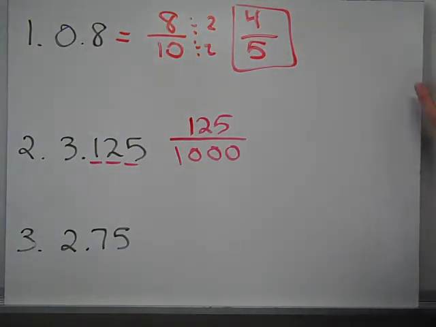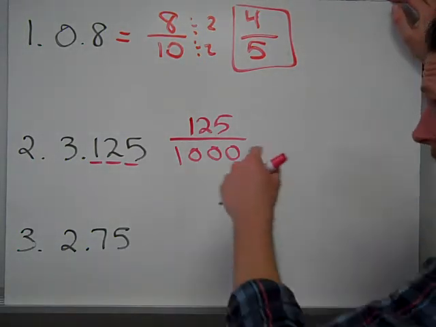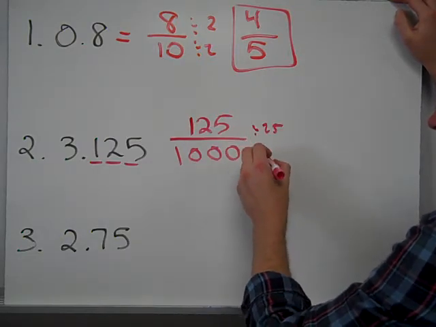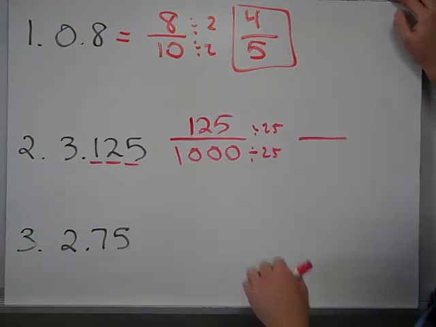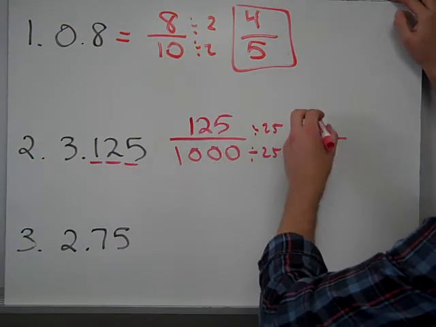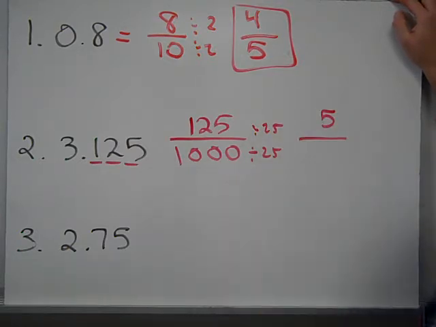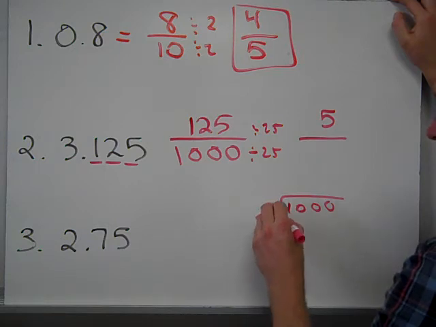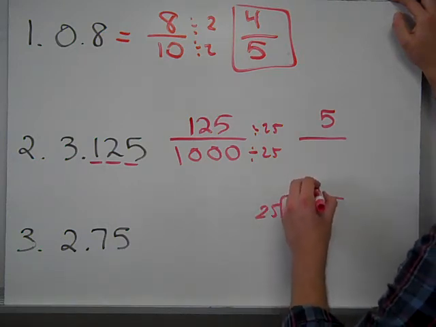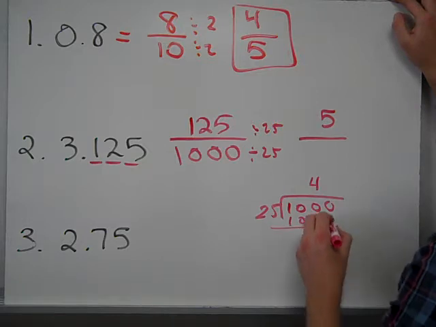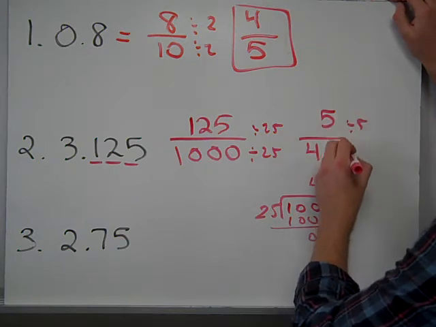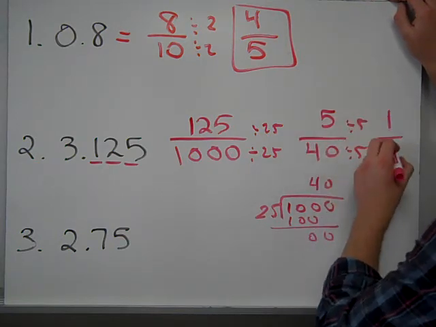Now I need to simplify. So I'm going to think in quarters, because it's 25. I'm going to divide by 25, divide by 25. Now I've got to figure out what that is. 4 quarters equals $1, plus another quarter, that's 5. Now I've got 1,000. So I can do the division, 1,000 divided by 25, which I believe is 40. Yeah, it's 40. Now I've got to simplify that even more. Divide by 5. And I'm going to get 1/8.